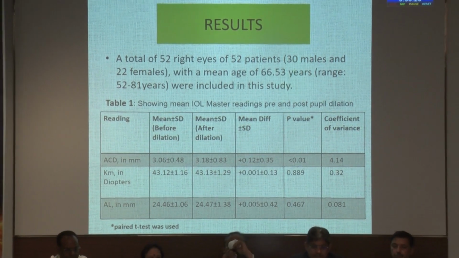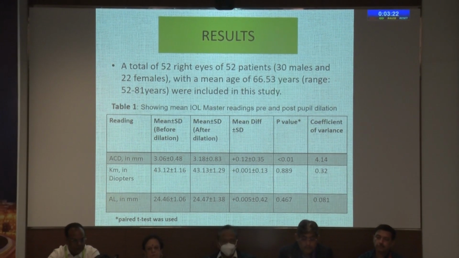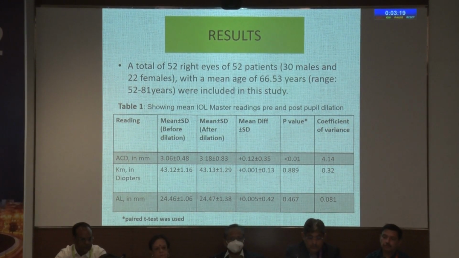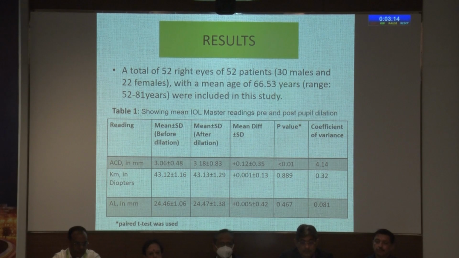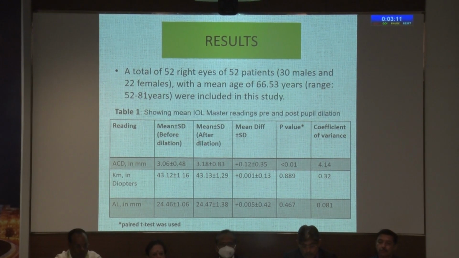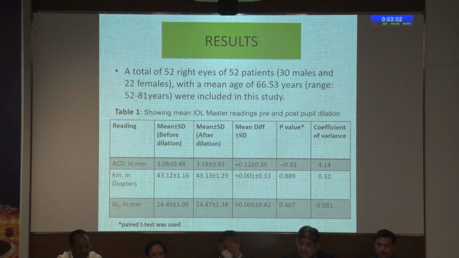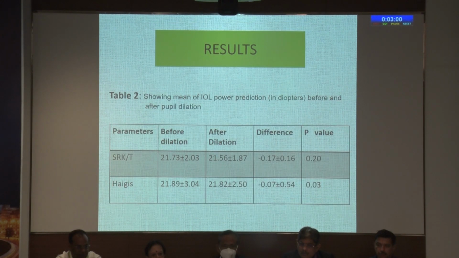A total of 52 eyes of 52 patients, of whom 30 were male and 22 were female, with a mean age of 66.53 and a range of 52 to 81 years, were included in the study. This is Table 1, showing the ACD with a significant mean difference of 0.12 plus or minus 0.35, and the keratometric reading and the axial length having no significant difference. This is Table 2, showing the IOL power calculation using the SRK/T formula having no significant difference, while those calculated with the Haigis have a significant difference of 0.07 plus or minus 0.54.